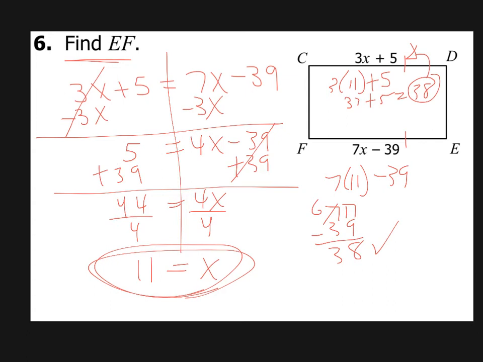almost answers our question. Find the length of EF. EF is 38. So I guess the final answer to our question is 38. I almost messed that one up.